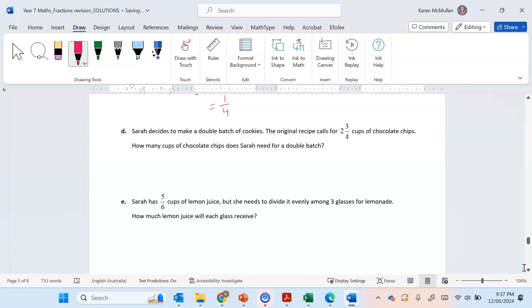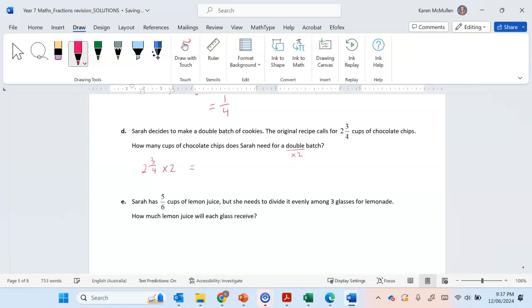Sarah decides to make a double batch of cookies. Their original recipe calls for 2 3/4 cups of chocolate chips. How many cups of chocolate chips does she need for a double? So double means 2 multiplied by 2. So we're going to have 2 3/4 times 2.